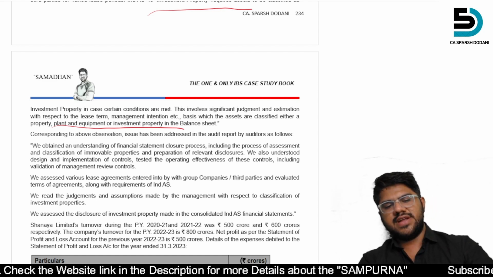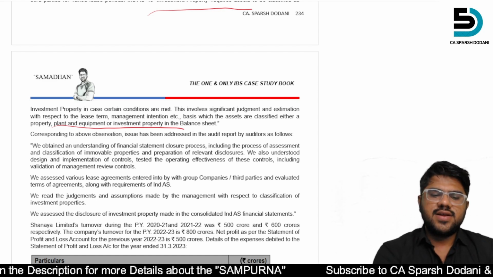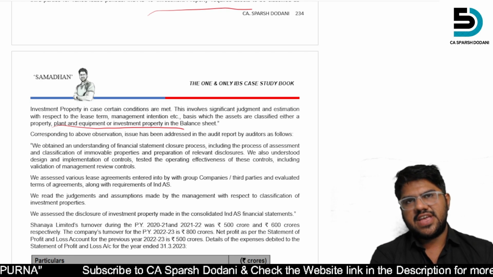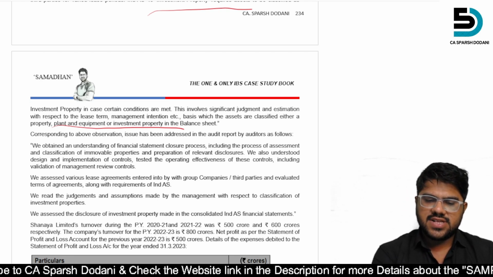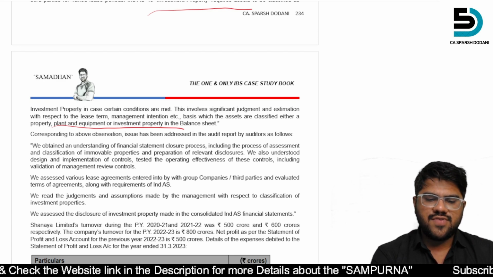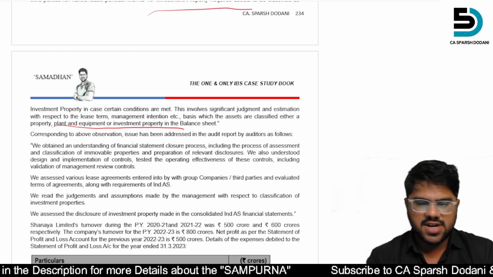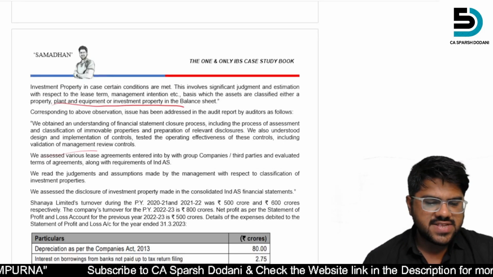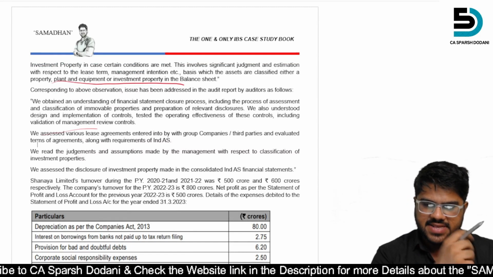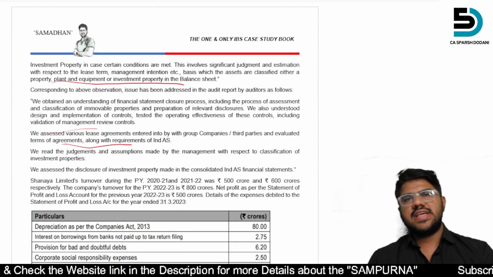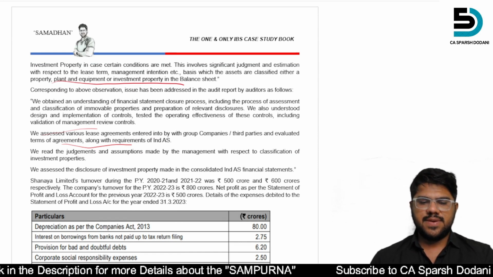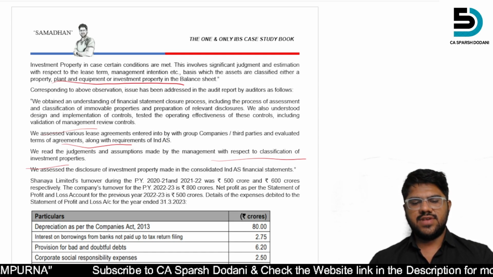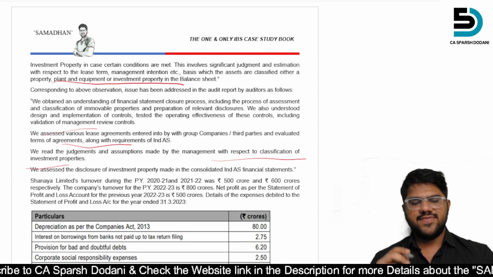Corresponding to the above observation, the issue has been addressed in the audit report by the auditors. We obtained an understanding of the financial statement closure process, including the process of assessment and classification of immovable properties and preparation of relevant disclosures. We have also understood the design and implementation of controls, and tested the operating effectiveness of these controls, including validation and management review controls. We assessed various lease agreements entered into with group companies and third parties, and evaluated the terms of the agreements along with the requirements of Ind AS. We read the judgment and assessment made by management with respect to the classification of investment properties. We assessed the disclosure of investment property made in the consolidated Ind AS financial statements.